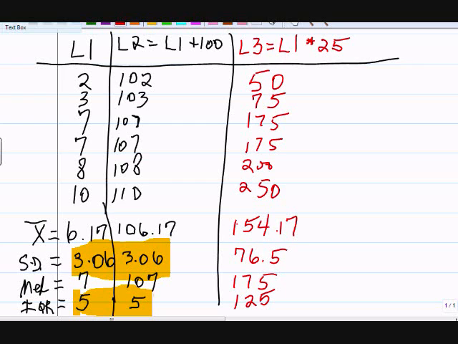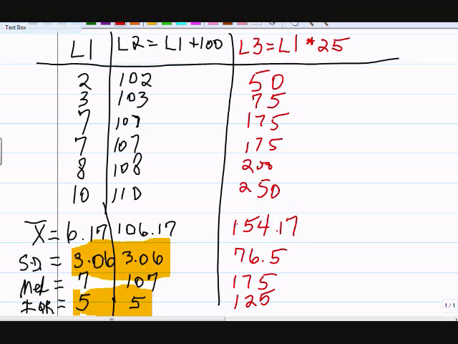Certainly the center has to have moved. The center of this distribution couldn't be 6 anymore. It's got to be centered somewhere between 50 and 250. And so my mean and my median are going to move up. When I multiply by 25, I have taken that set and moved it over, and these numbers are much more spread out than they were before.